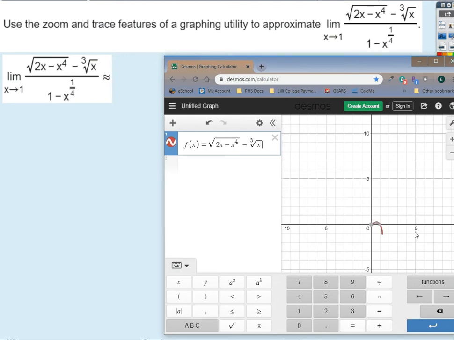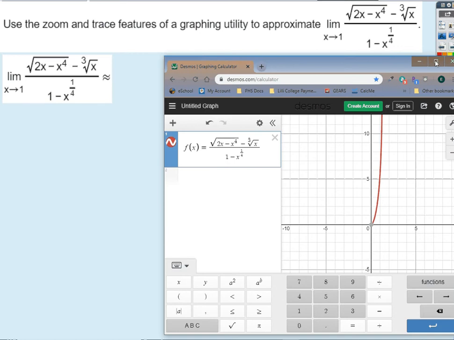Now, remember, this is another common mistake, but you'll catch these because it won't look right. If I want to put the whole thing over something, I have to highlight the whole numerator and then hit the division sign. 1 minus x to the 1/4. Okay, so there's my function. All I've got to do now is approach 1 very closely.